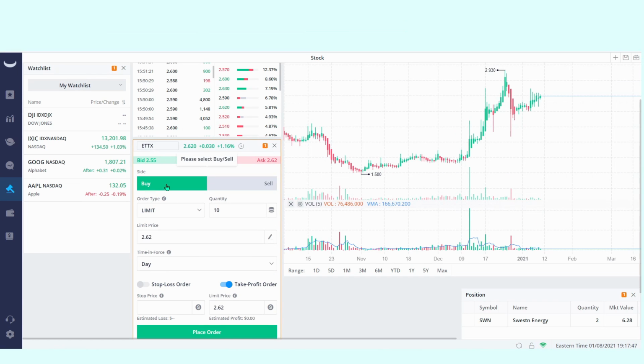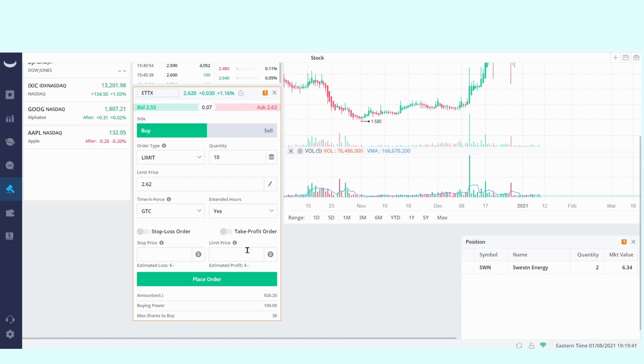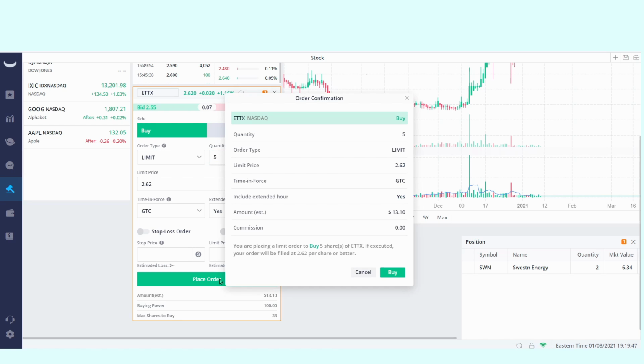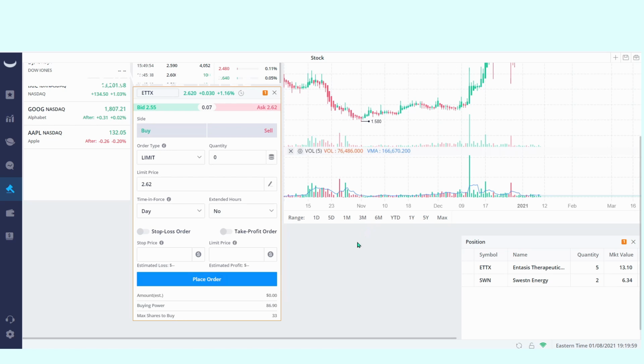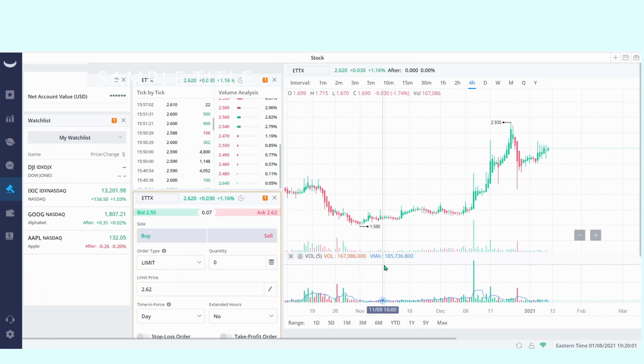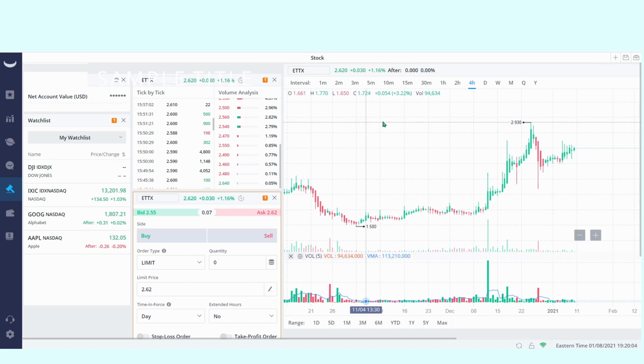So here's the chart, but you can do a buy or sell order, or you can do a limit. Let's say I want to place an order of 5 at $13.10 because it's just for demonstration purposes. Let's say I want to do the buy, and it's submitted successfully. So there we go. We placed an order with Webull.